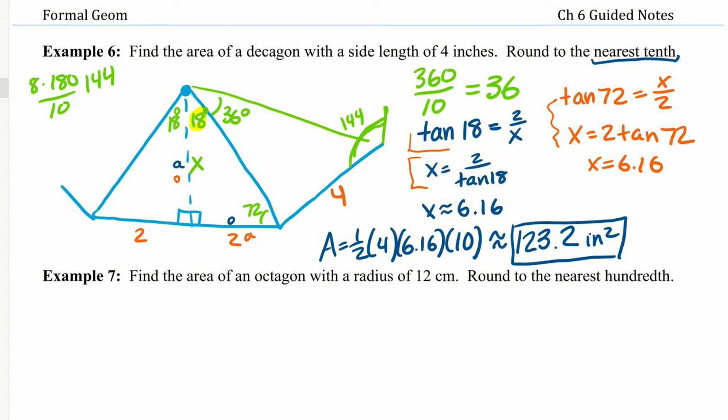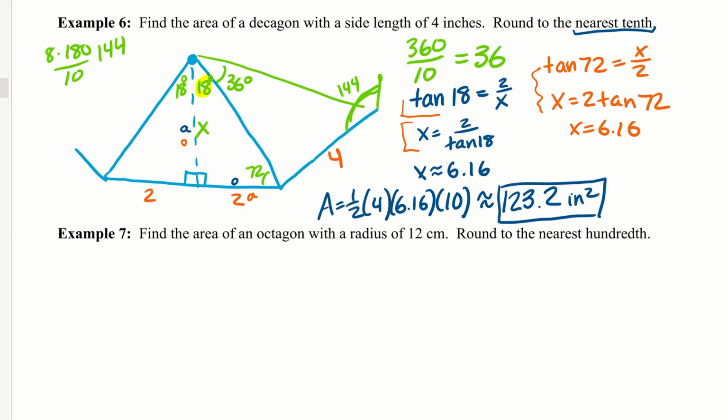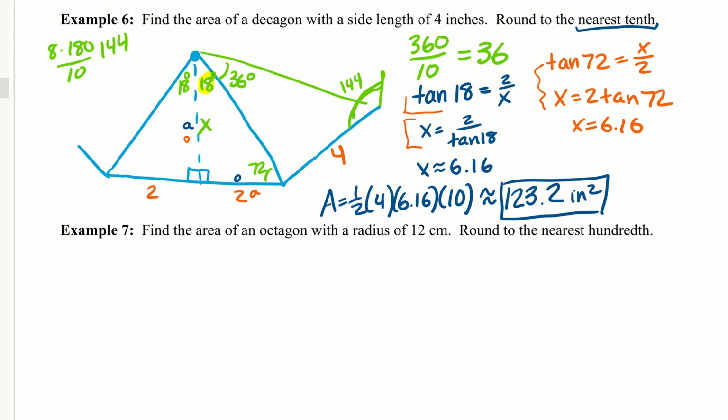All right, so go ahead and go through this process and see if you can solve example 7, and then we'll go over that and then summarize the lesson.